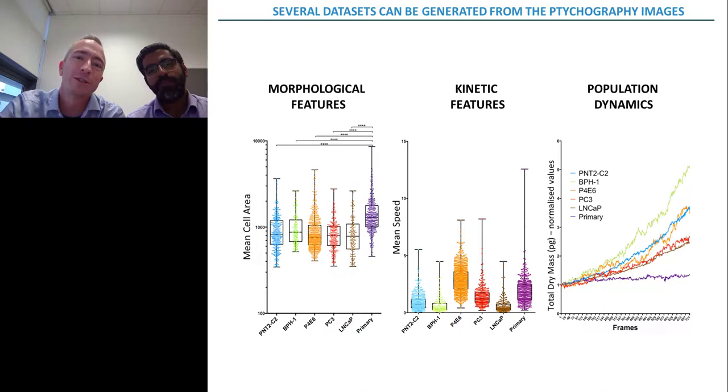But why were those primary cells different? Why were they moving differently? Suddenly we can look at the area of the cells, and you can see the primary cells are significantly larger in cell area compared to the immortalized cells. And we can look at their kinetic features, and they're maybe a bit more varied, but slightly faster than the other ones. But the mass of the cells was actually less over time. So actually they weren't proliferating to the same degree compared to others.